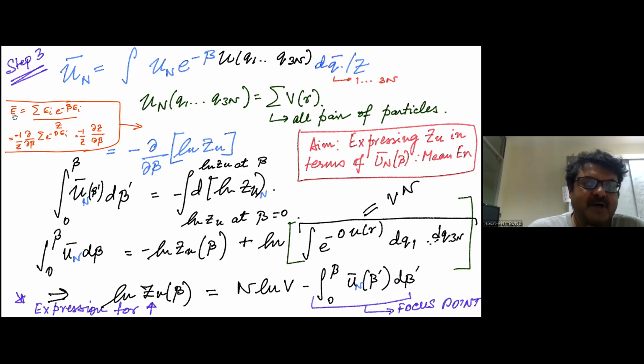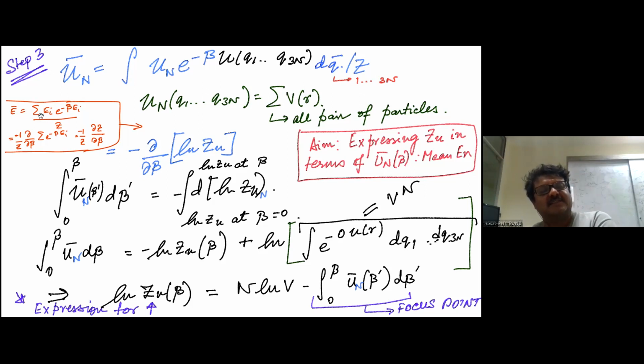Just to remind you, the E bar can be written as the summation over all microstates of Ei times e to the power minus beta Ei, divided by Z. And this Ei can be brought into the numerator by taking a suitable derivative with respect to beta, and Ei will sit here. And this minus 1 by Z del beta can be written as minus del beta of ln Zu. Now, u bar equals this.